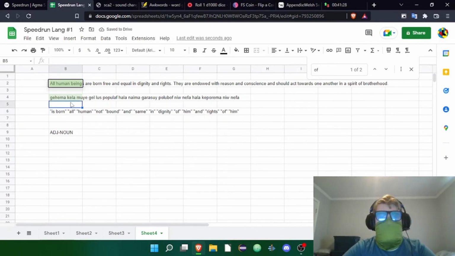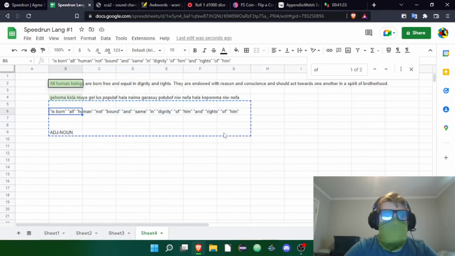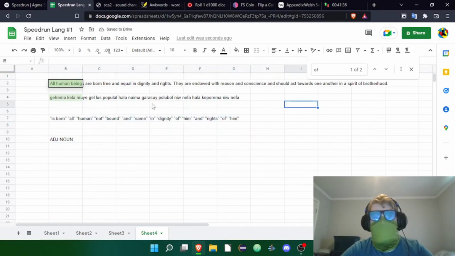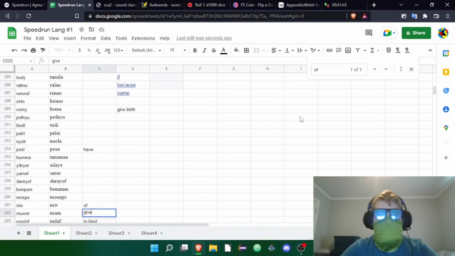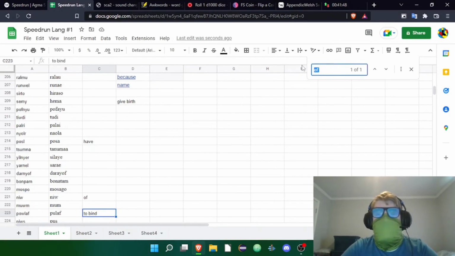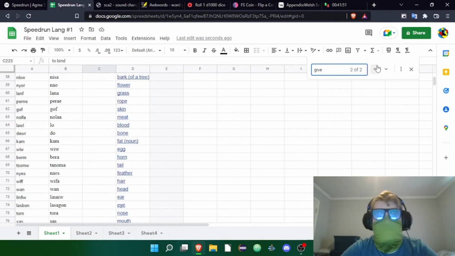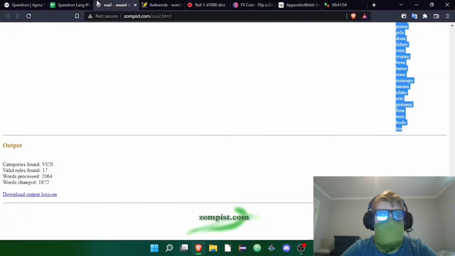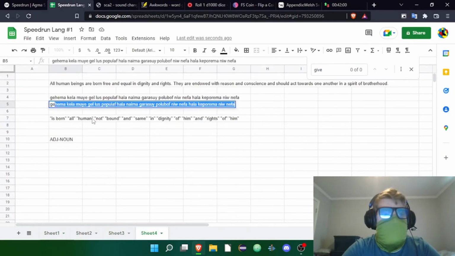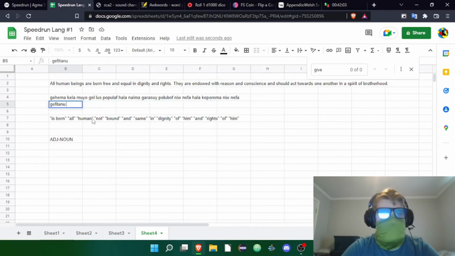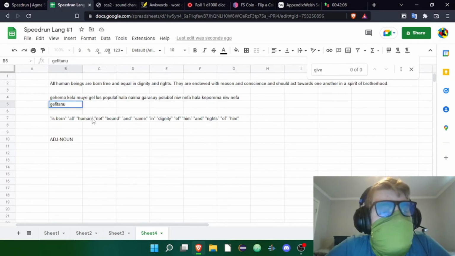And now we go to the second part, which is "they are endowed with reason and conscience," so we use a passive. So we need a verb meaning to give. To give, fitanu. So fitanu, but that's agreeing with the object. So we say "so ge fitanu." They are given.